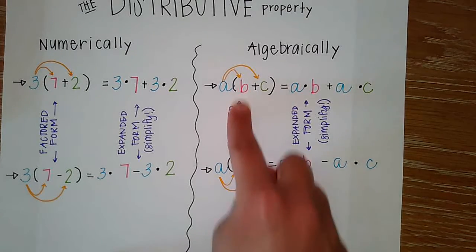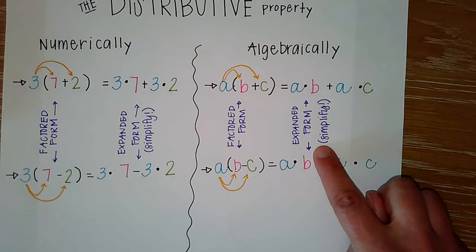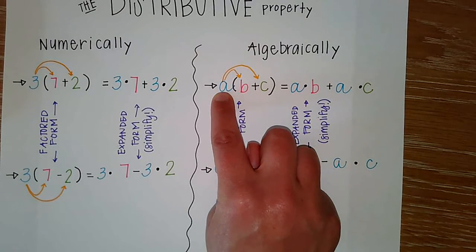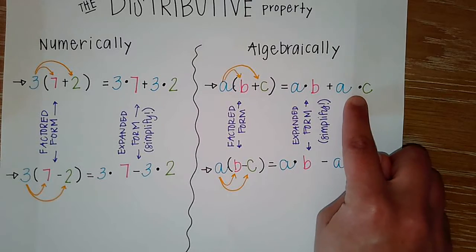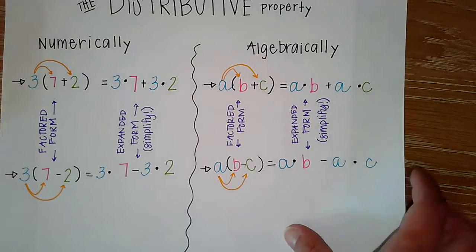Here we have our factored form when we still have that factor outside of our parentheses. Here we have our expanded form once we've split up that outside factor and distributed it to each of our inside group. All right, so let's try.